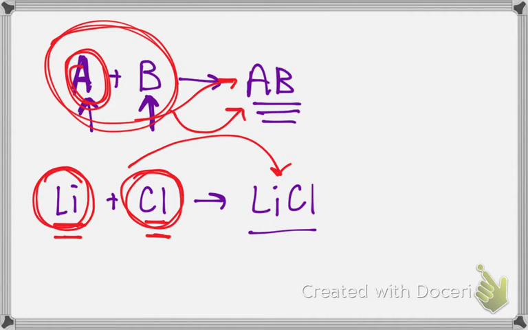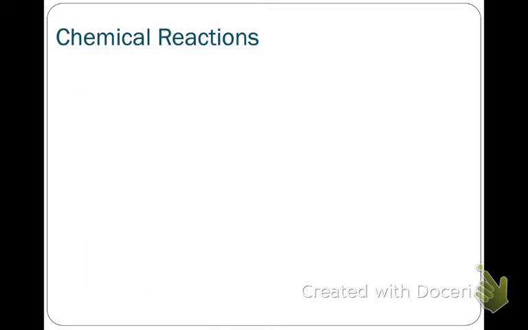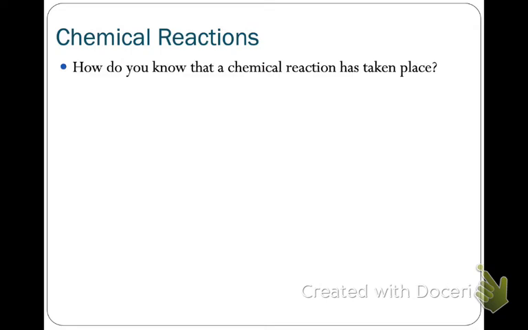Okay, so I want to kind of talk about that just a little bit. So how do we know if a chemical reaction has taken place, right? We said it happens with a chemical change. Something new is formed. So there are some ways that we can determine if a chemical reaction has taken place.